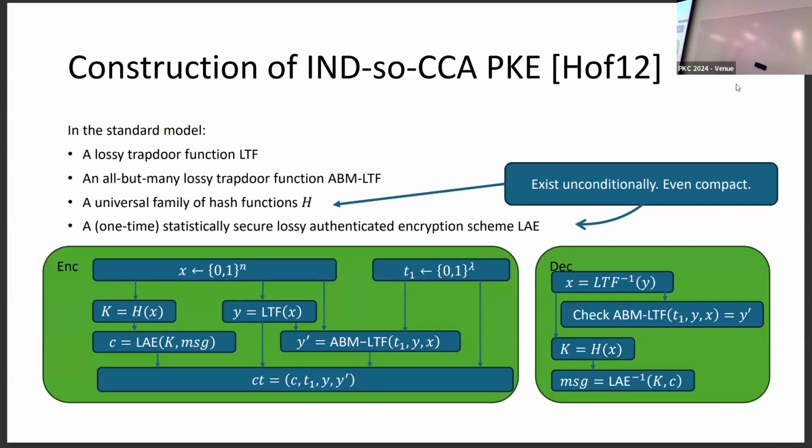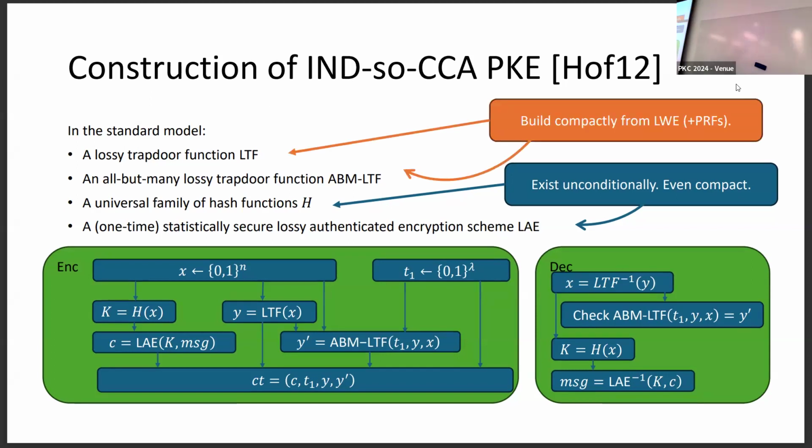Okay, now the good news. In the last two weeks we had an unconditionally secure construction. We can even have compactness, nice. The problem is the first and the last. We have to build it from LWE plus PS, and you want to now build it in a compact way. It already exists in a non-compact way.